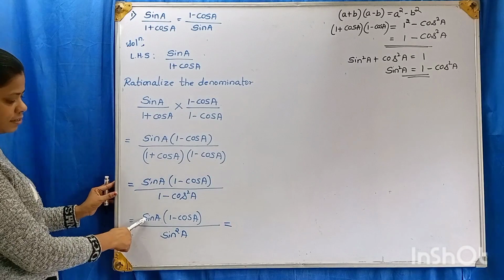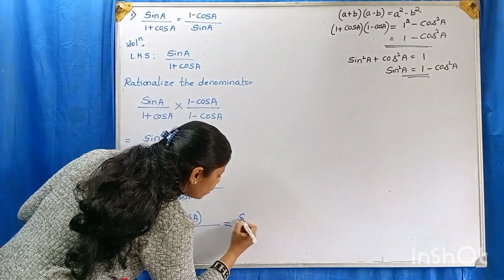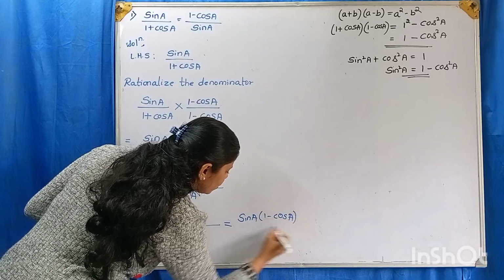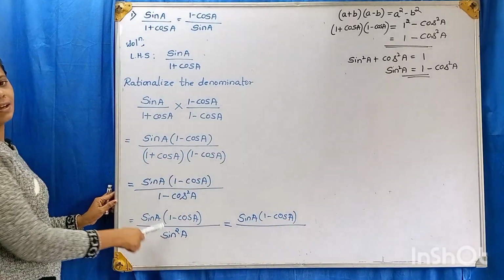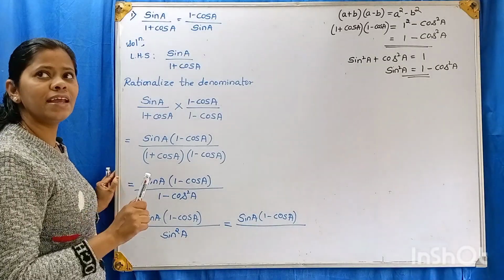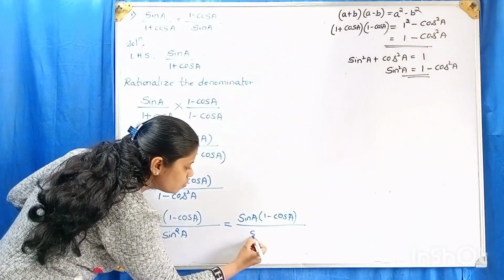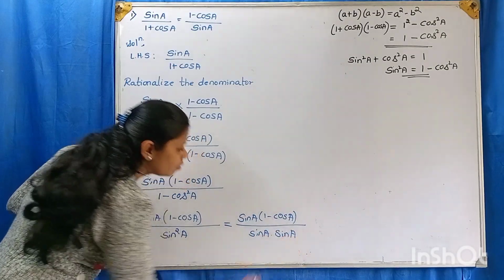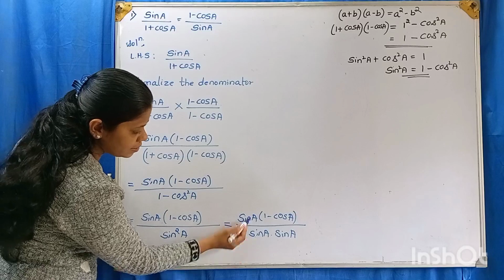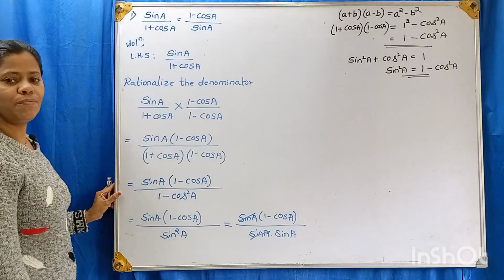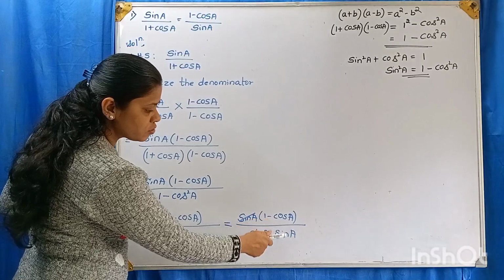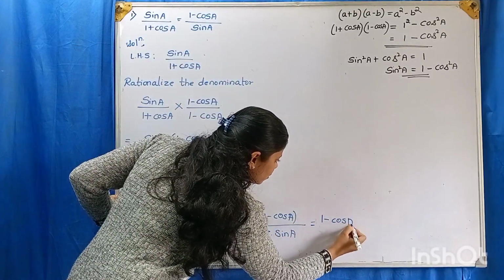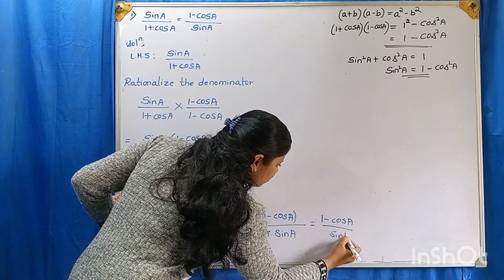Now look at this. Sin A into 1 minus cos A divided by sin square A. Sin square A means sin A is present 2 times. So let me write it as sin A into sin A. Okay. Now this sin A and this sin A will get cancelled. Okay. Then what is left? 1 minus cos A divided by sin A.